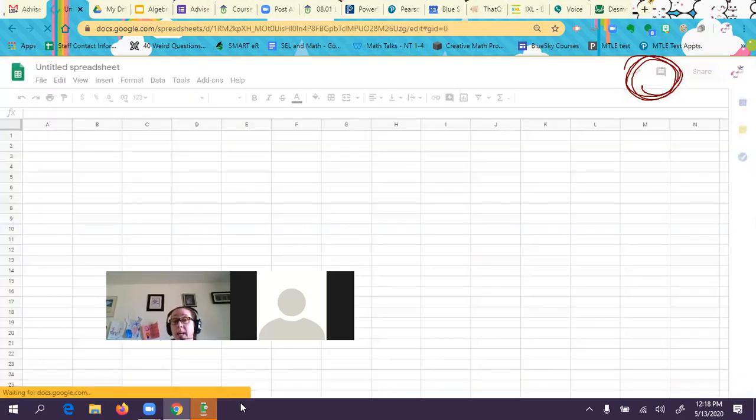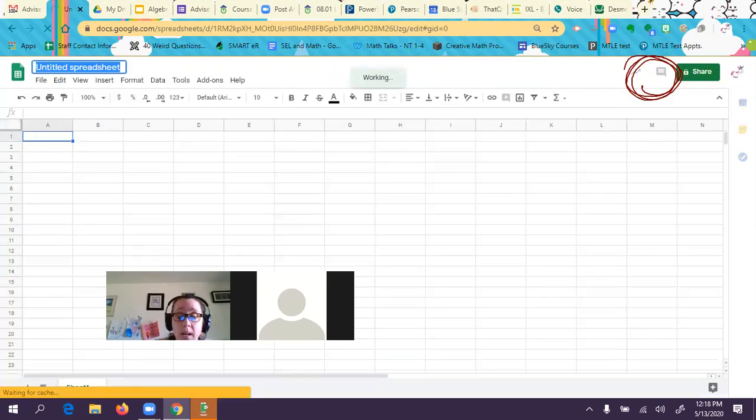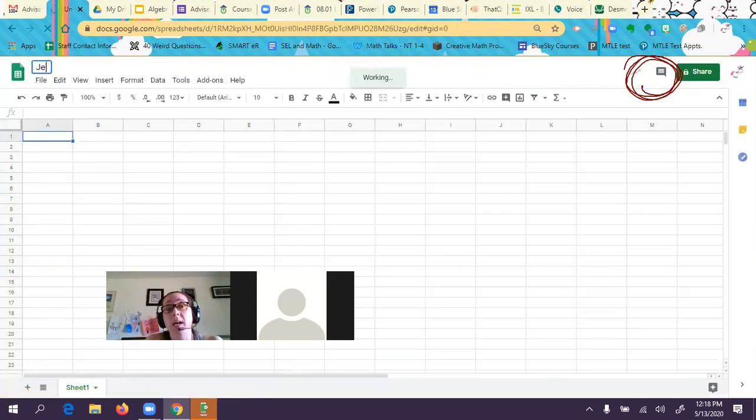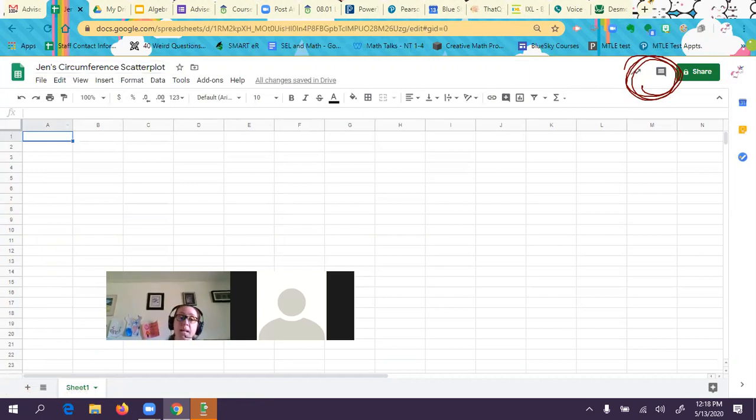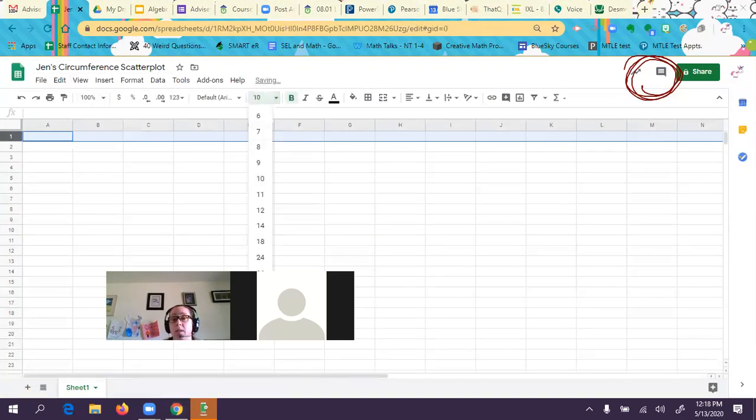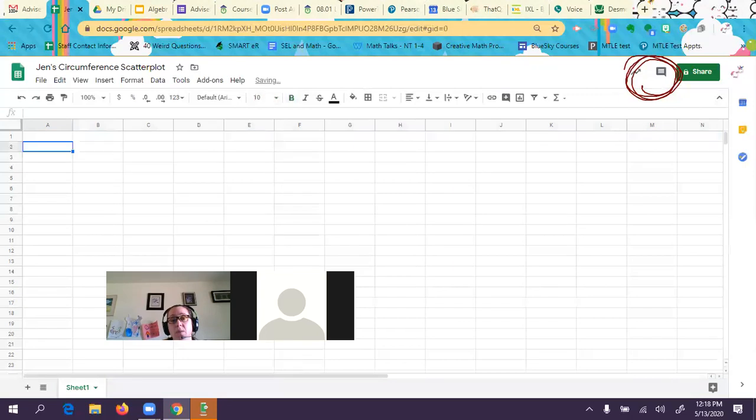Okay, and the first thing I would do is title it: Jen's circumference scatter plot. Then on top, I like to make the whole row bold and a little bit bigger for the heading of each column. That's what I do.